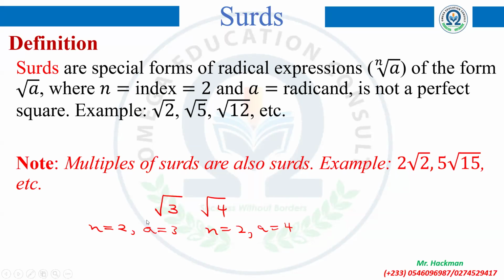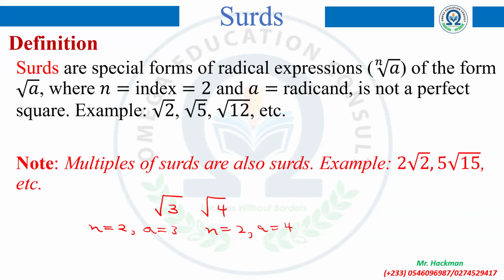However, let's look at the first one. You can see that the first condition is satisfied. We said our n must be 2. The second condition is that the a must be a non-perfect square, and obviously 3 is not a perfect square. You should know your perfect squares. 0 is a perfect square, 1 is a perfect square. They are the squares of the positive integers.